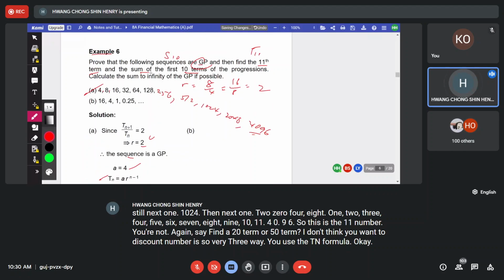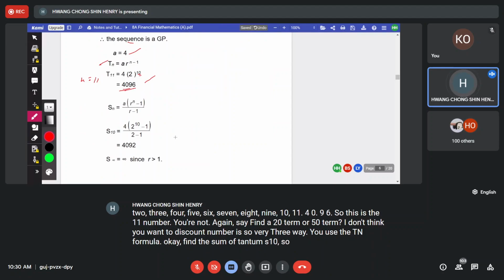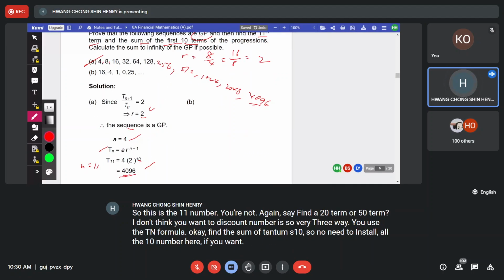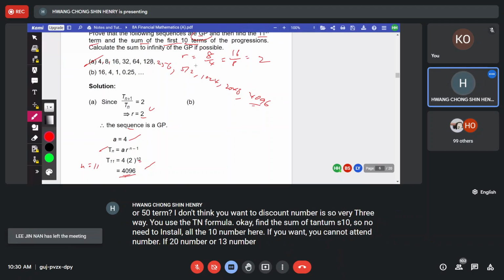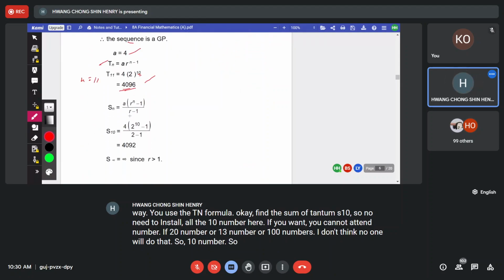Okay, find the sum of 10 terms, S10. So no need to list down all the 10 numbers here. If you want, you still can for 10 numbers. If it's 20 numbers or 30 numbers or 100 numbers, I don't think anyone will do that. So 10 numbers, so S10. N is 10 now.